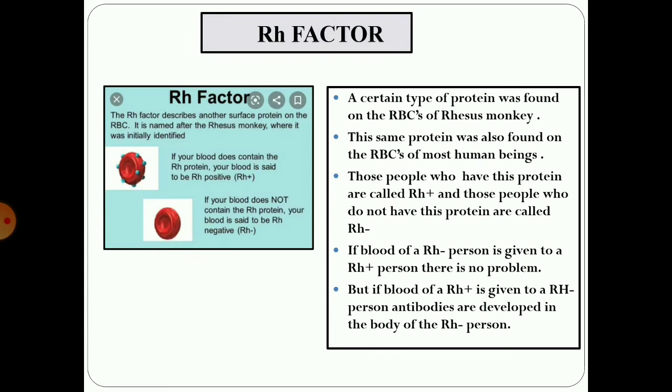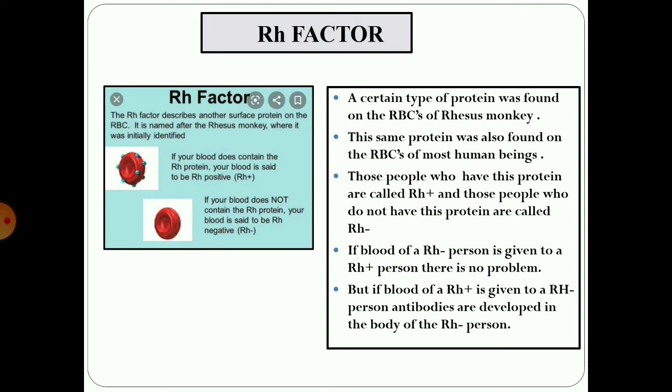Now, after they had checked the blood groups and were giving blood according to the blood group, still in some cases a reaction was seen. Once, scientists were checking the blood of the rhesus monkey, and they found an additional protein on the RBCs. This same protein was also found in most human beings. Since they saw it for the first time in the rhesus monkey, they called it the Rh factor.